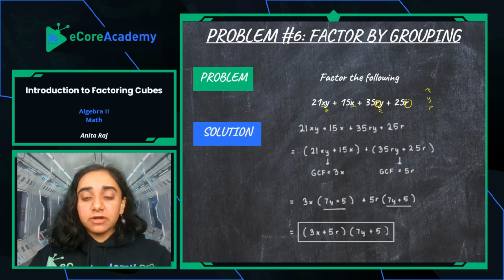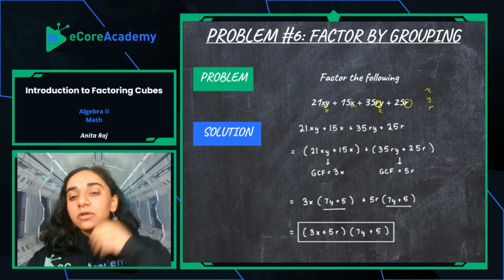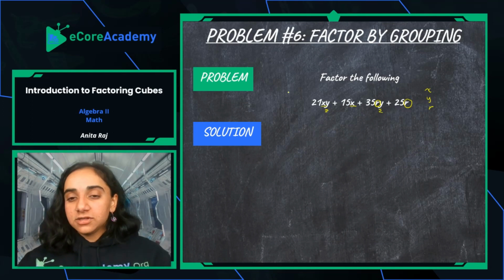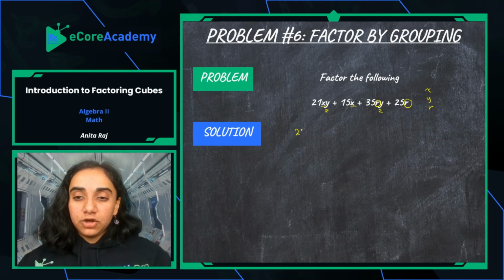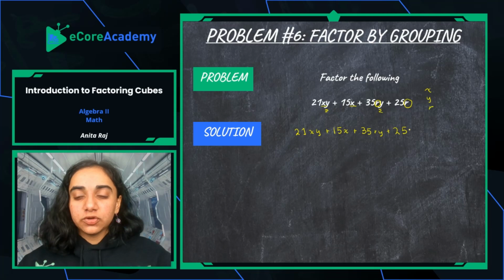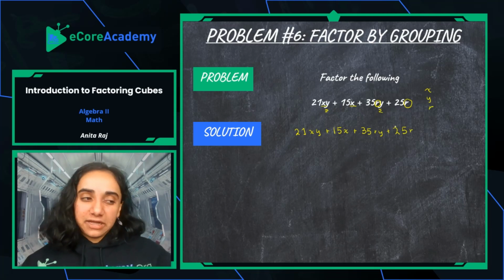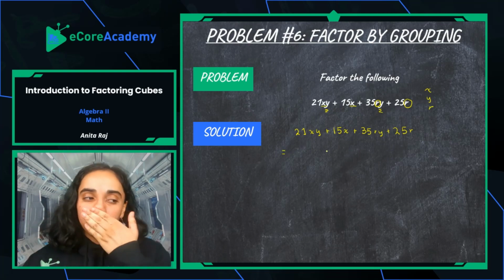Here's your solution pre-written for you. For all of you who want to copy it down, I'm going to be running through this exact same thing again with you. All right, so first let's rewrite the problem. So the polynomial we've been given is 21xy plus 15x plus 35ry plus 25r. You can see these are all linear terms. They're not constants. They all have variables. We can easily see that from this, just identifying the properties of the polynomial we're working with.